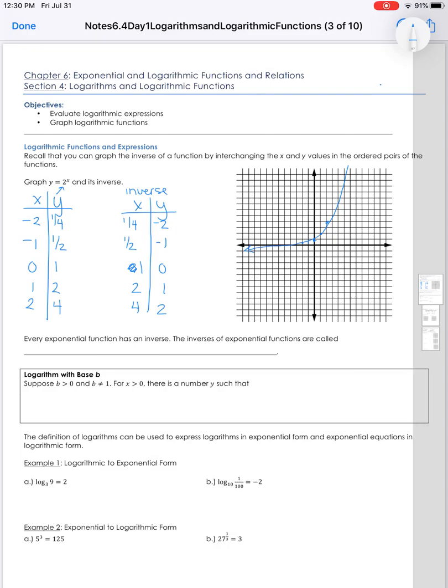Here's 1. And then the other one, -1, 1, 0, 2, 1. What you're going to find is you have these two functions. So every exponential function has an inverse function. The inverses of exponential functions are called logarithmic functions.